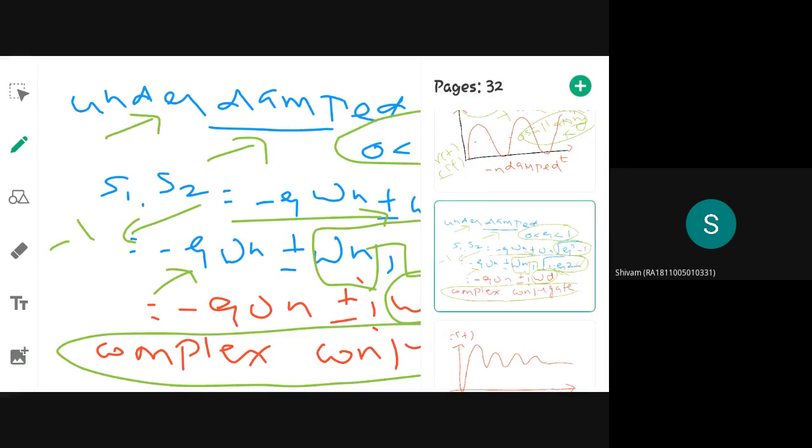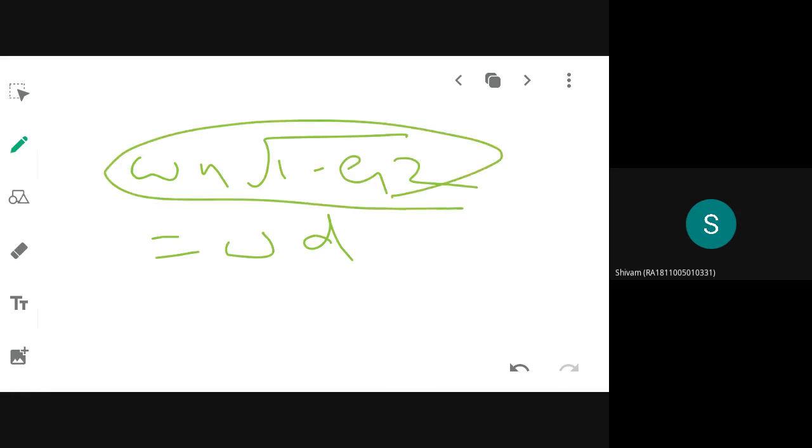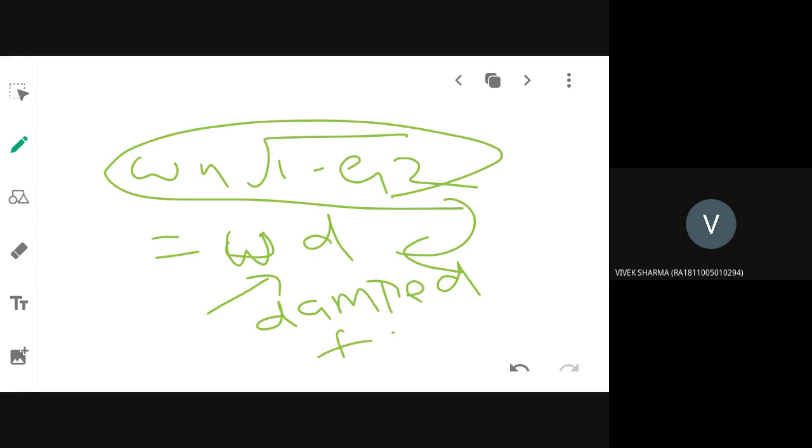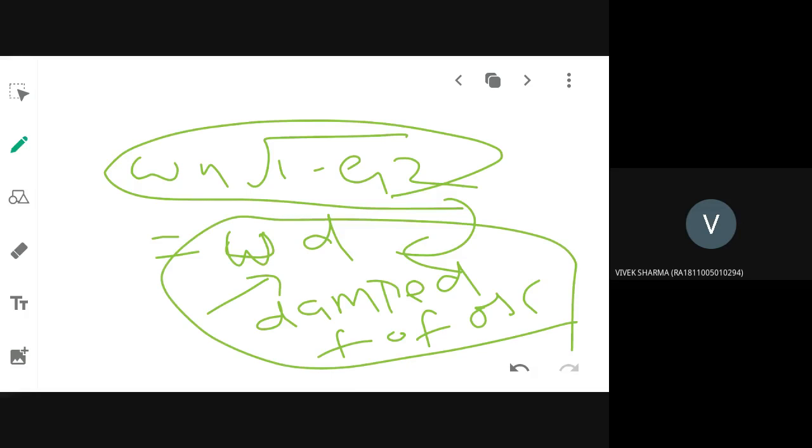Once again I am writing: omega n into square root of 1 minus zeta squared is taken as omega d. What is omega n? Omega n is the undamped natural frequency. The term omega d is the damped frequency of oscillation. This formula is also important.